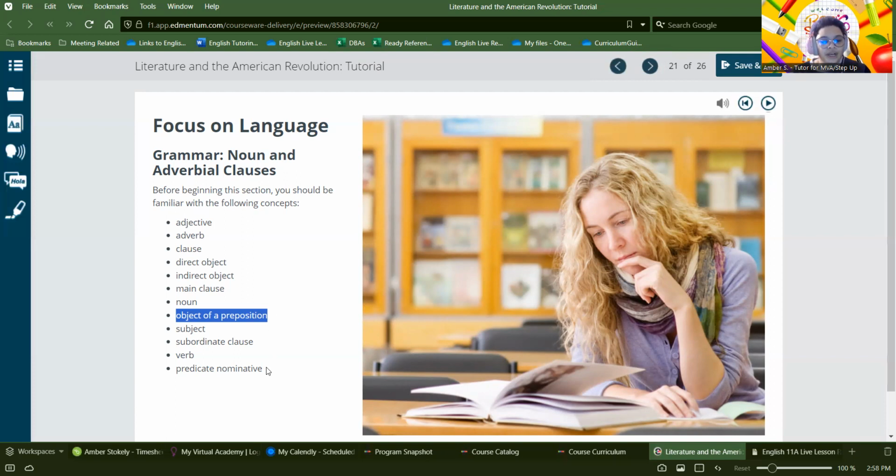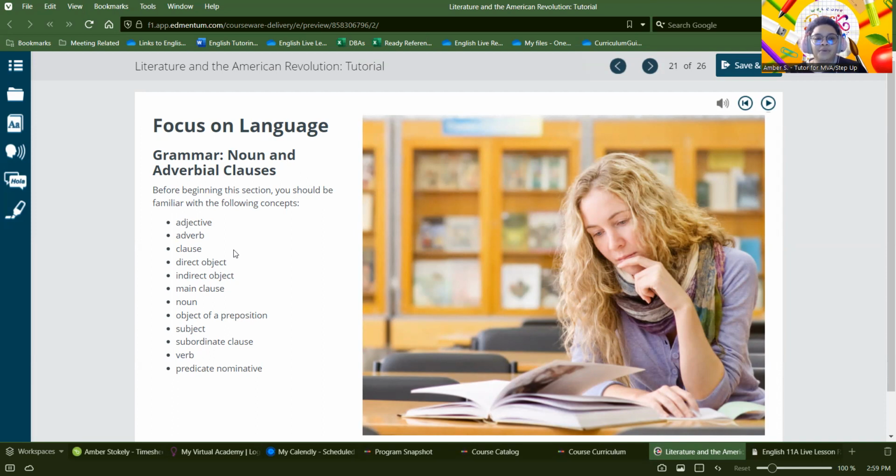And then the two more difficult ones are the subordinate clause and the predicate nominative. So subordinate clause, we'll try to tackle that first. The subordinate clause is just a really fancy way of saying dependent clause. So we talked about clauses earlier. A clause is a part of a sentence that has a subject and a predicate, right? A subordinate clause is a piece of a sentence that has a subject and a predicate that can't be a full sentence on its own.